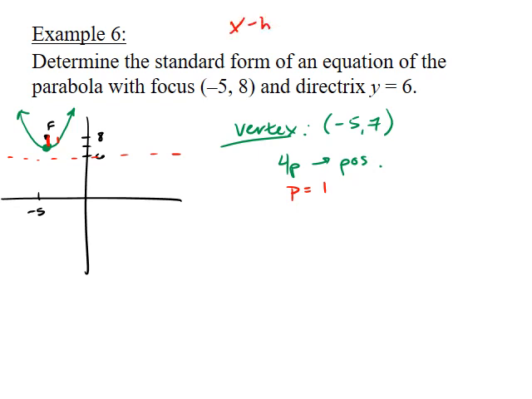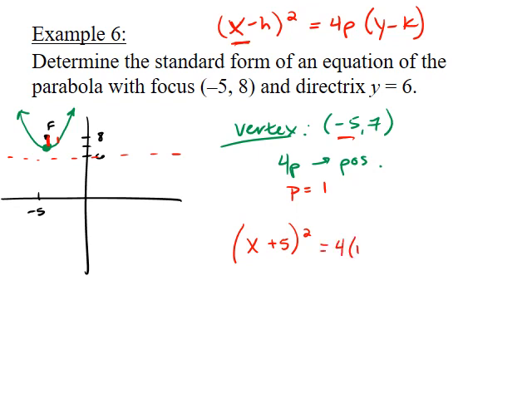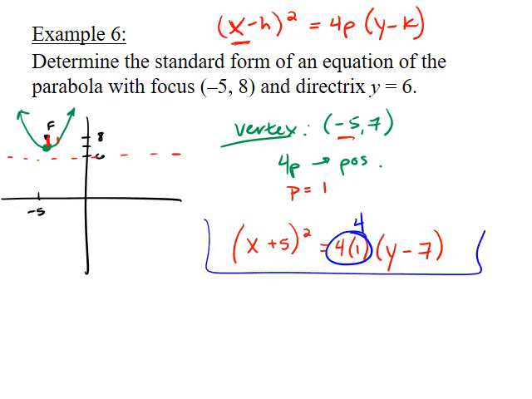So the standard form of a parabola is the quantity x minus h squared is equal to 4p times y minus k. And this is when the parabola opens up or down. The x has to be squared. So let's plug in what we know. We have x plus 5 squared is equal to 4 times 1 times the quantity y minus 7. So the only thing I need to do to clean this up is just write this as 4, and then this would be my equation. Done.